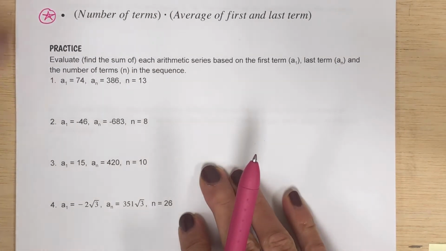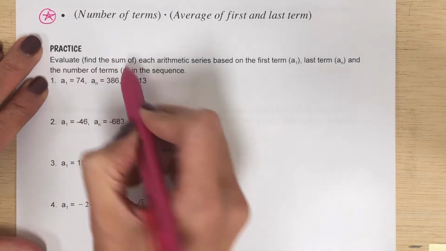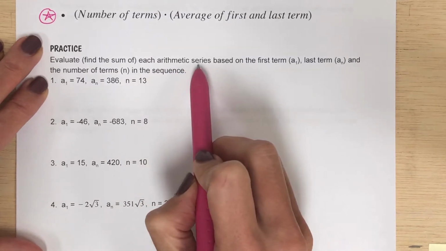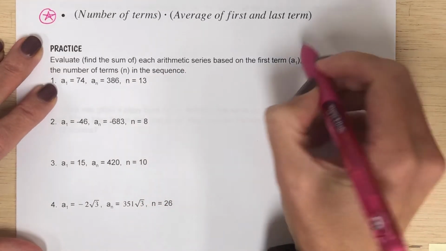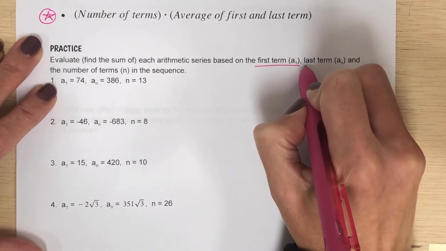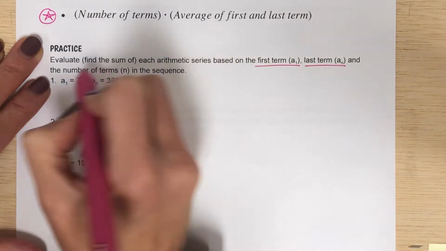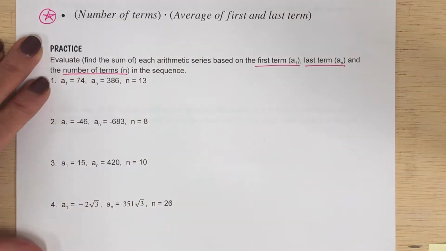So problem number 1, evaluate, which just means find the sum of each arithmetic series based on the following information. A sub 1 is your first term. A sub n is your last term, and n is your number of terms in the sequence.